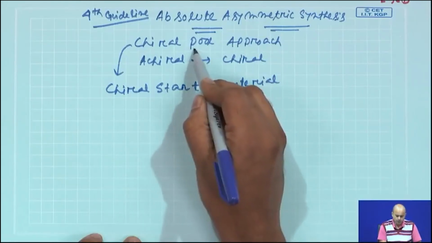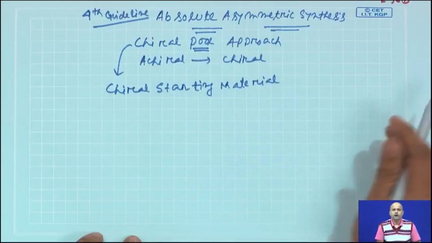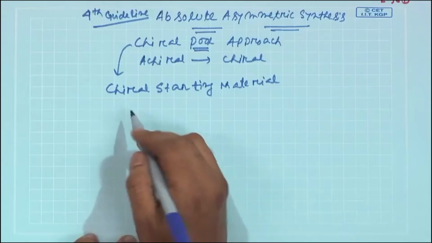and why is it called a pool? Pool means these chiral starting materials are plentifully available in nature. They are very cheap starting materials, and they are easily available from natural resources.